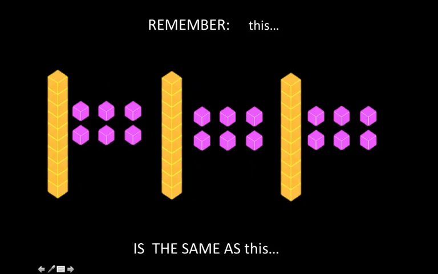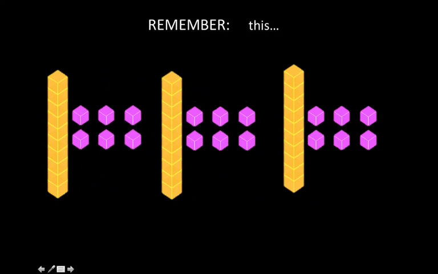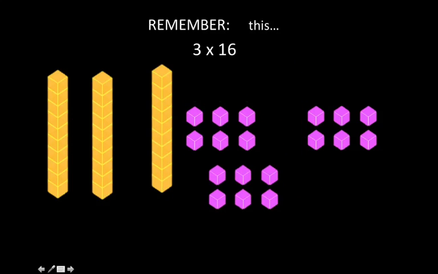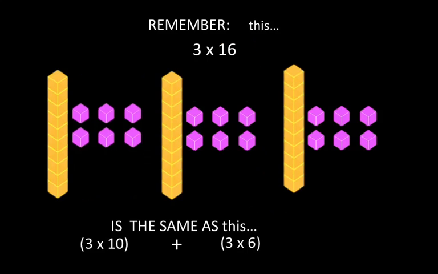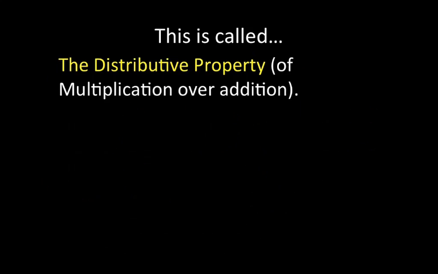Okay, so these are the same. It's important to remember that 3 times 16 is the same as 3 times 10 plus 3 times 6. It's breaking apart the big number, the 16. Okay? So, this is called the distributive property of multiplication over addition. Now I'm going to do some other examples here.